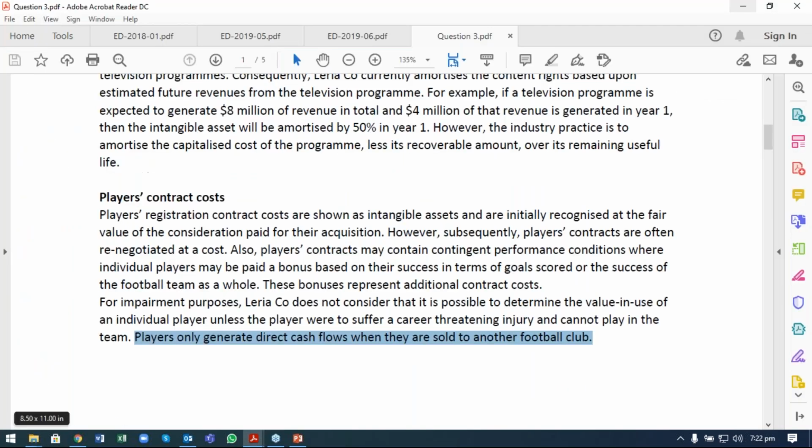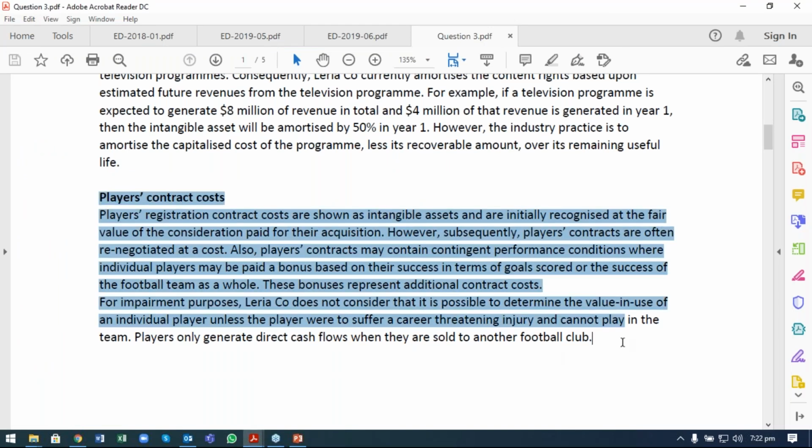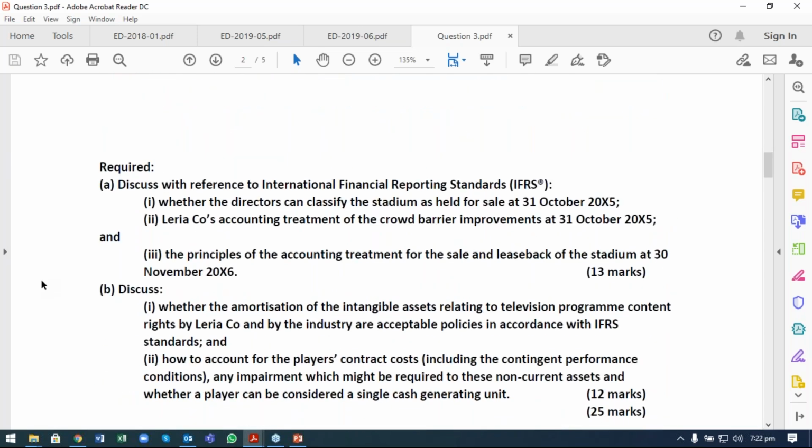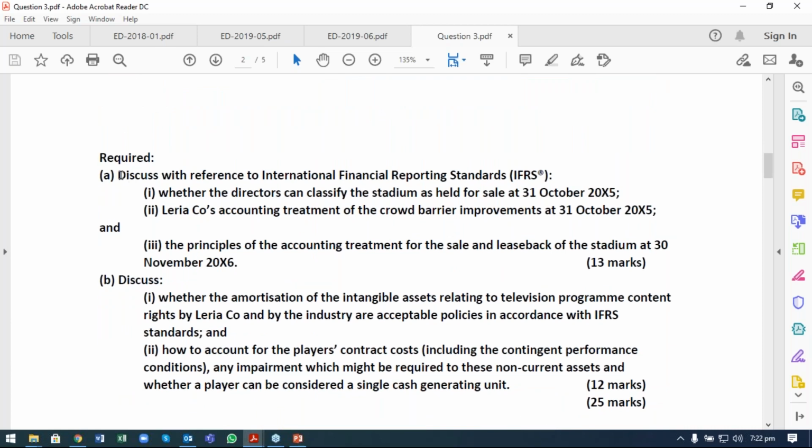Now looking at the next thing with respect to this specific topic, we have discussed three main scenarios here, and now I'll look at the main requirement. Discuss with reference to the international financial reporting standards whether the directors can classify the stadium as held for sale at 31st October 2005. So the first thing is you need to look into the specific requirement of IFRS 5.